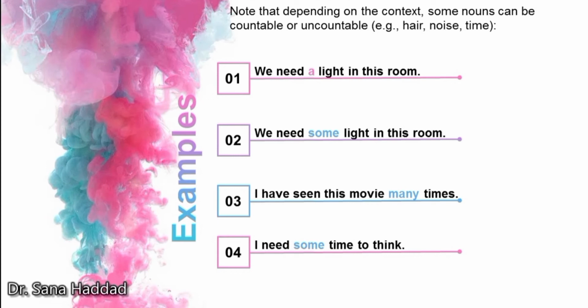Look at examples 3 and 4. In example 3, I have seen this movie many times. We're talking about the number of times this movie has been seen. But in example number 4, I need some time to think. This is when time is uncountable, since it's not a certain number of times, it's an amount of time.